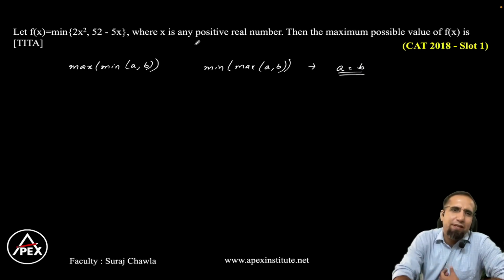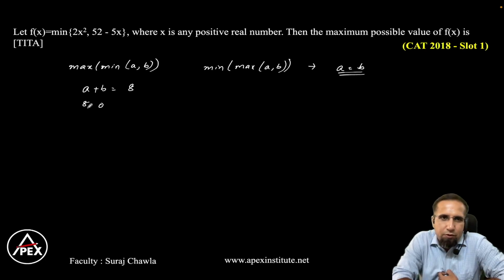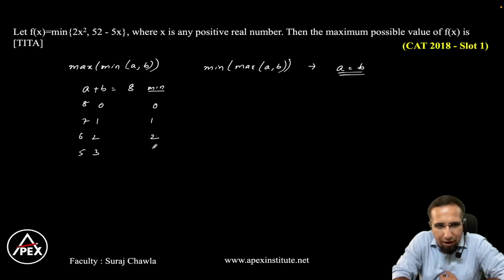Now let's assume, for example, a plus b is equal to 8. So it can be 8 comma 0. Clear? So what is the minimum value of a comma b? The minimum value of a comma b is 0. Similarly, this is 7 and 1, this is 1, 6 and 2, this is 2. Then we have 5 and 3, the minimum value is 3, 4 and 4, the minimum value is 4, and so on, it continues.